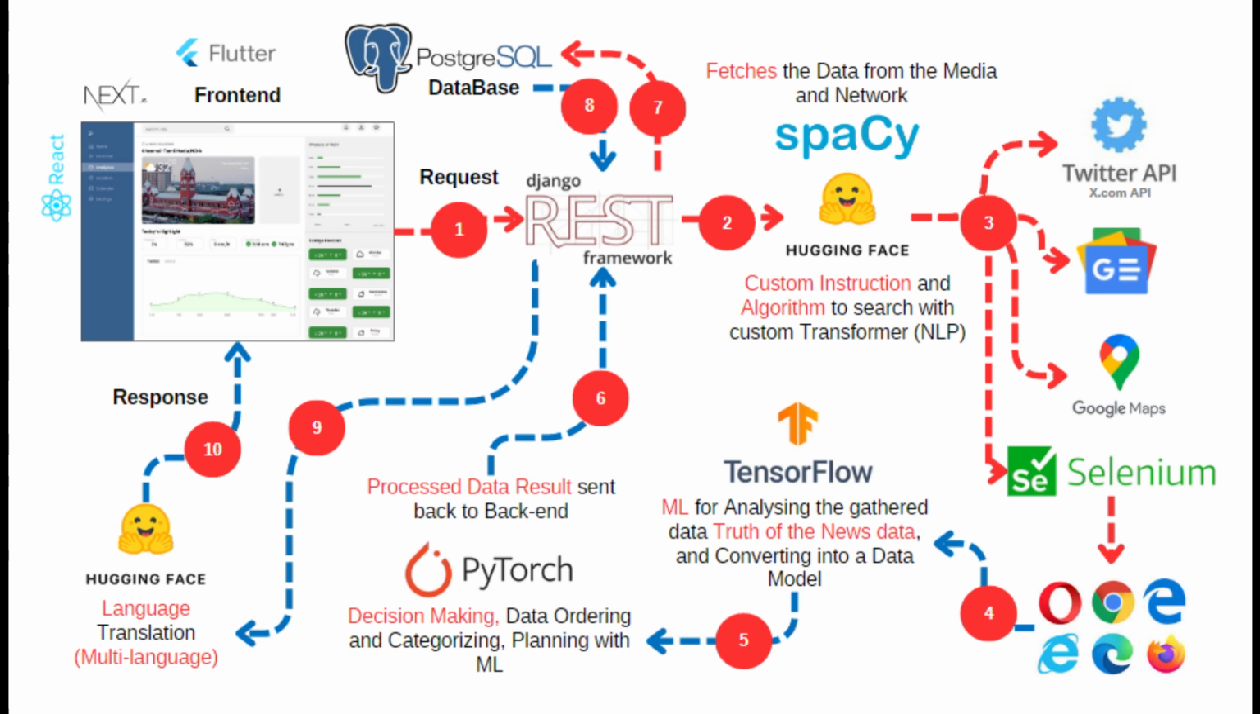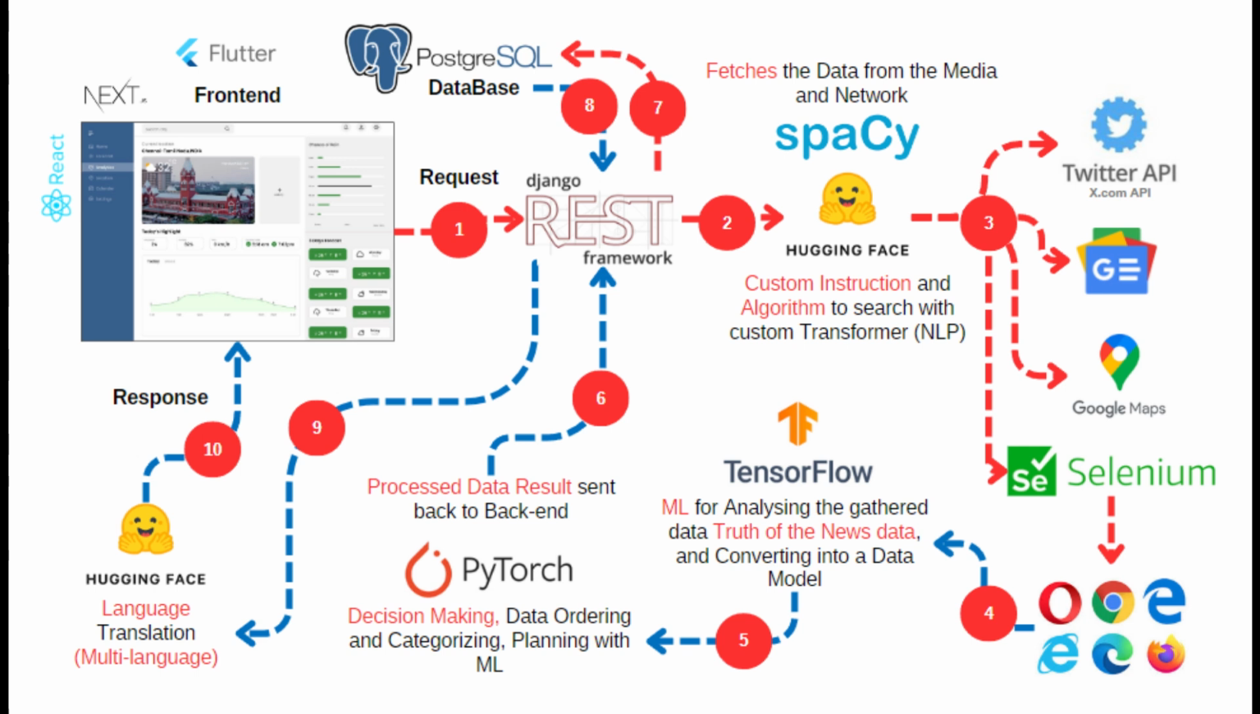Step 4. Data processing. The gathered data is analyzed using machine learning (ML) models. This step involves determining the truth of the news data, converting it into a structured format, and passing it through NLP, natural language processing, models, primarily utilizing Hugging Face and TensorFlow.